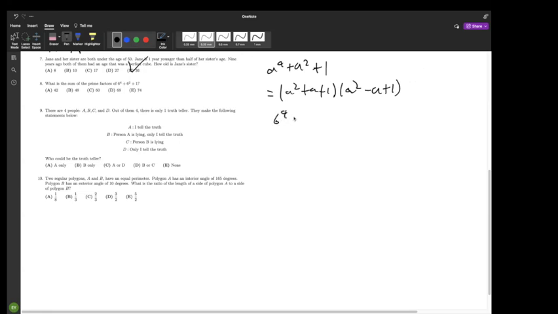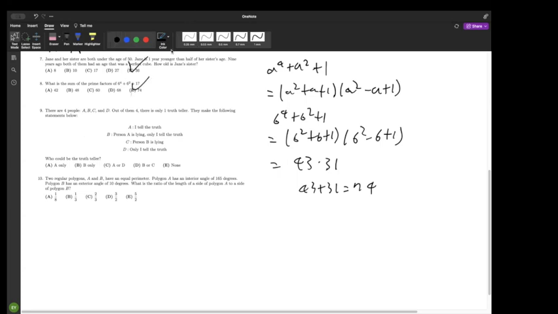So we know that 6 to the power 4 plus 6 squared plus 1 is equal to 6 squared plus 6 plus 1 times 6 squared minus 6 plus 1, which is 36 plus 6 plus 1, 43, times 31. Wait, did I make a mistake somewhere? 36, 42, 41, 30. What is the sum of the prime factors? So 43 plus 31 is equal to 74. So our answer is D, I mean E. Is that the right answer? And that is the right answer.